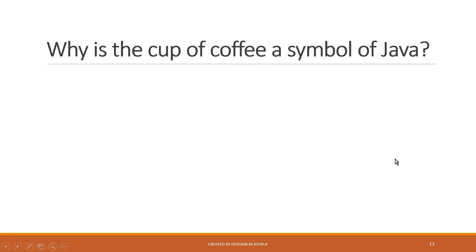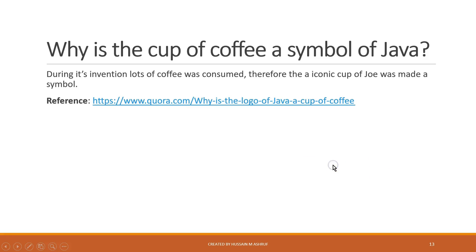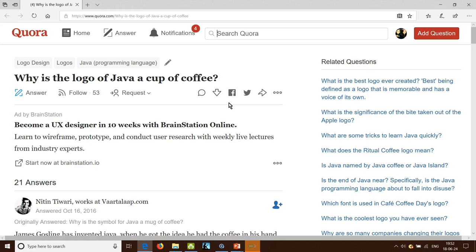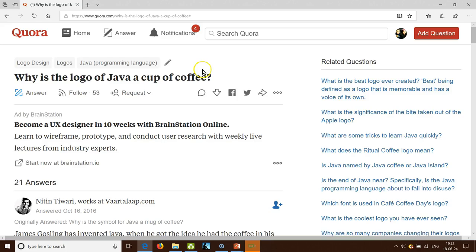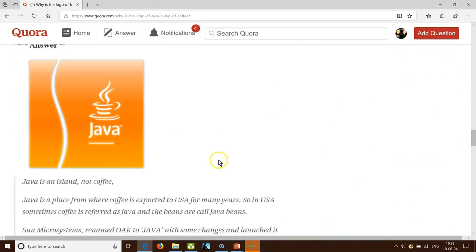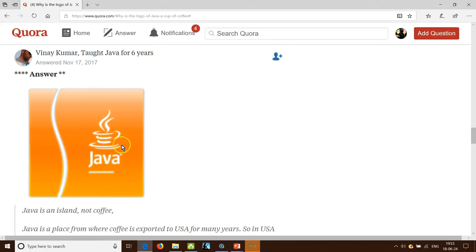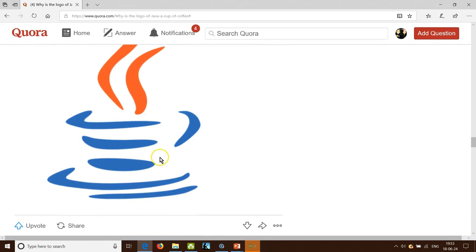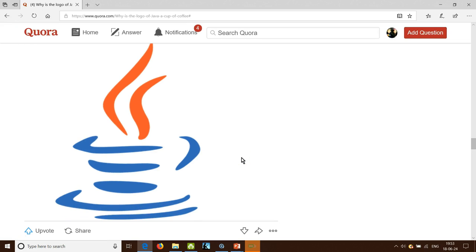Why is the cup of coffee a symbol of Java? You might ask, right? So let us address it. During its invention, lots of coffee was consumed. Therefore, the iconic cup of Joe was made a symbol. Let us look at how the symbol looks from this link. So let us search. Yeah, here is the logo. This is how it looks. A cup, a saucer, and so on. This is the logo. Alright, hope it makes sense. Let us move on.